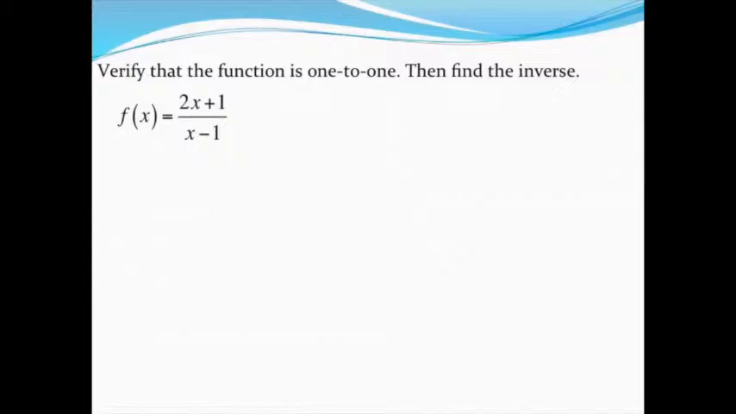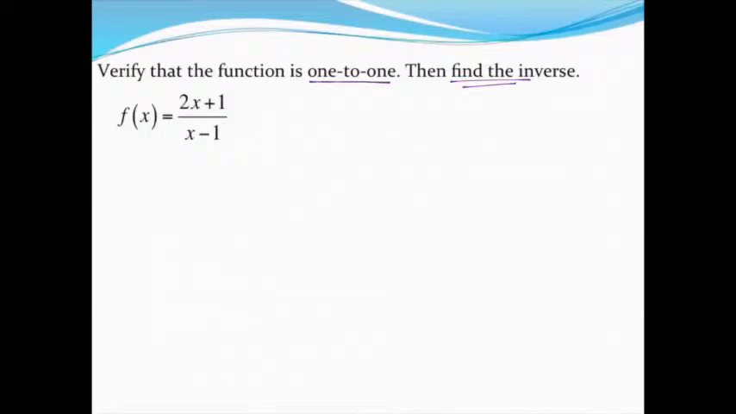In order to verify that this function is one-to-one, I need to make sure that it passes the horizontal line test. I'm going to skip over that part, but if you want to double check this for yourself, go ahead and graph this function. It's going to be the graph of a hyperbola, and you'll see that yes, in fact, it does pass the horizontal line test. Any horizontal line only intersects this graph once. I want to focus, this time, on finding the inverse.